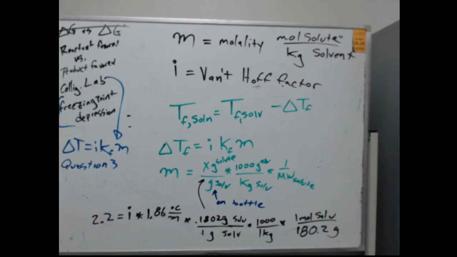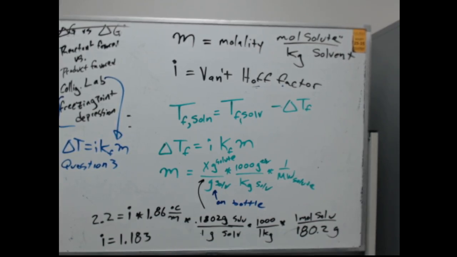2.2 divided by 1.86 divided by 0.1802 divided by 1,000 times 180.2. I got 1.18. Is that what you got? I got 1.13. Okay, yeah, maybe some rounding errors. I got 1.183 for my Van't Hoff factor. No units on it, right? Because it's supposed to be a counting number.